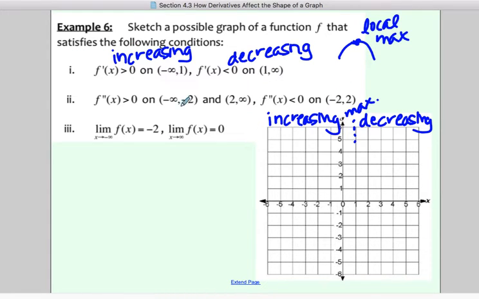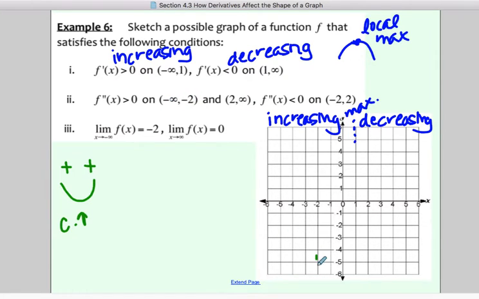Now let's go ahead and look at part 2. What is this telling us? Talking about our second derivative, well, we just got done talking about our second derivative. All right, if our second derivative is greater than 0, smiley face, that means we are concave up, okay? So we are concave up from -infinity to -2.